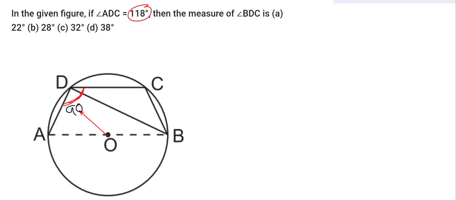So we know the value of this whole angle as 118 degrees, as given in the question. So the remaining angle part, this one, will come as how much? It should be 118 minus 90 degrees. So that will give you the value of this angle, and that will be 28. So B is the correct option.